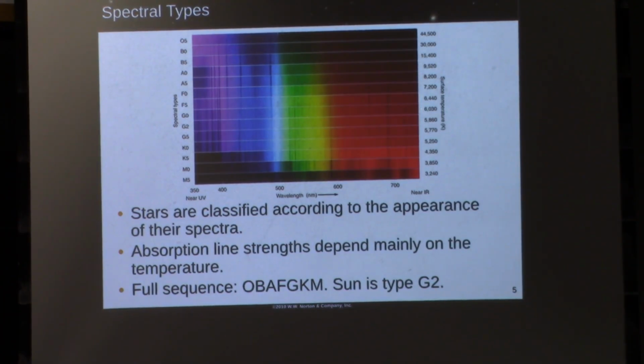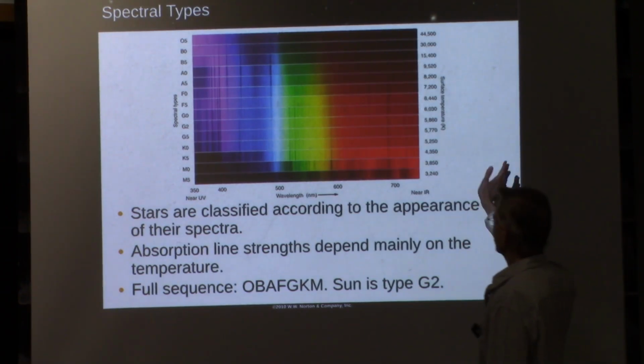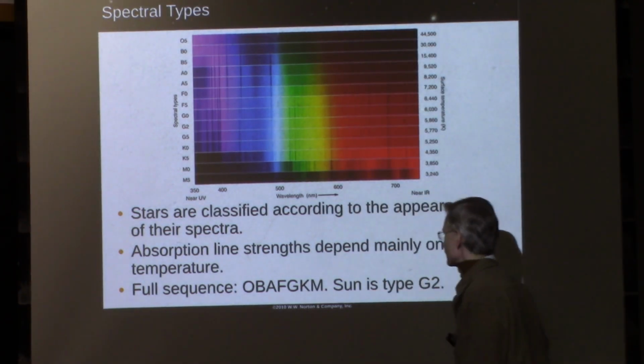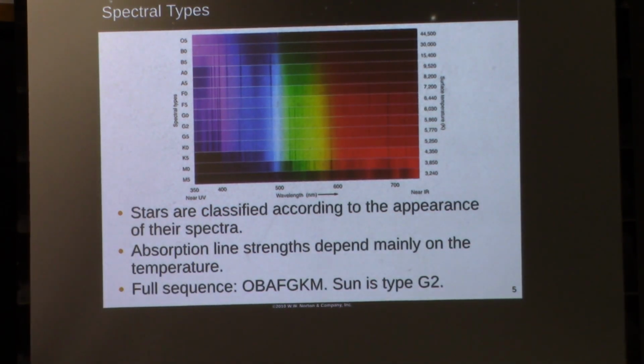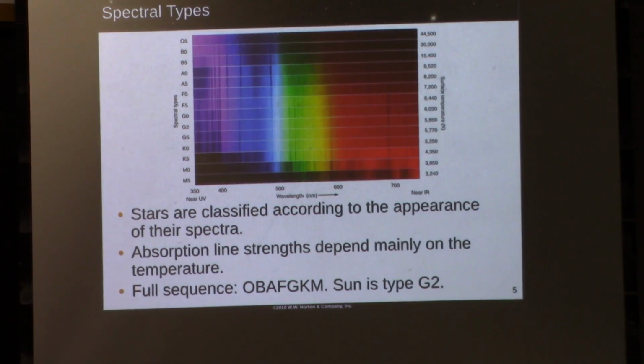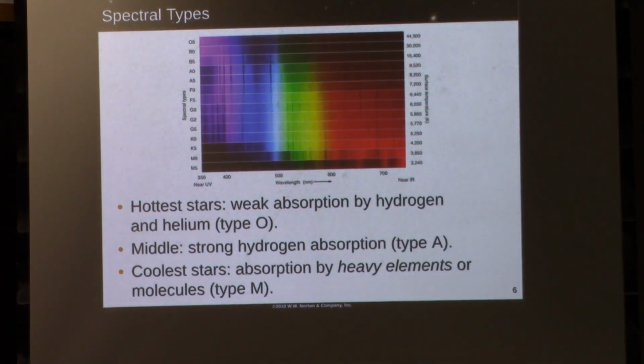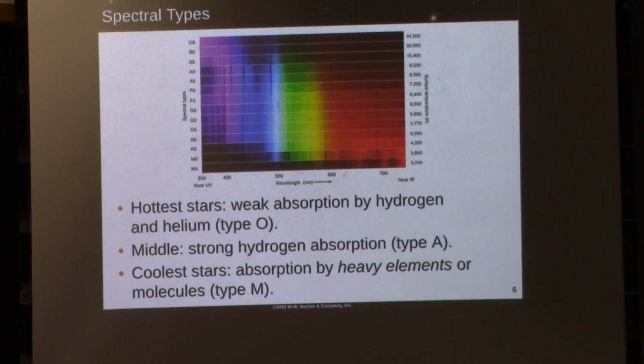This is just a smaller version of the figure I showed before. Stars are classified according to the appearance of their spectra. Absorption line strengths depend mainly on the temperature. The sun is type G2. The hottest stars are characterized by weak absorption lines of hydrogen and helium. Those are type O. In the middle, type A, strong hydrogen absorption. The coolest stars, type M.